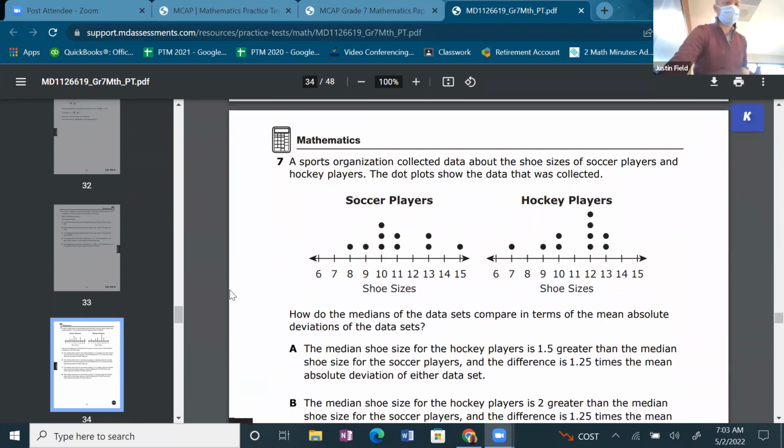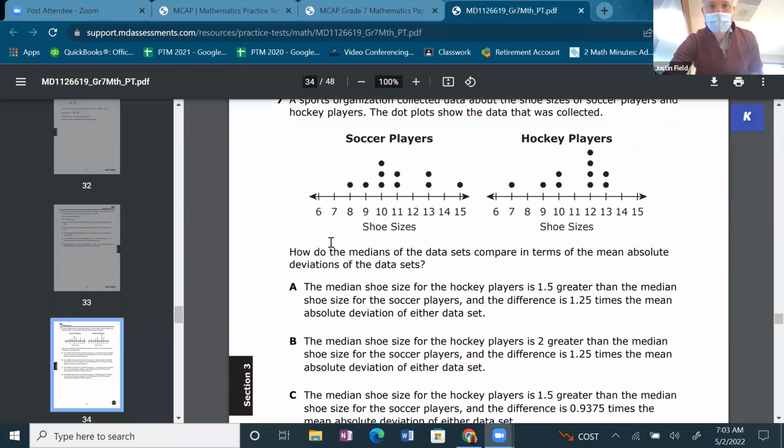Thank goodness. A sports organization collected data about the shoe size of soccer players and hockey players. The dots show the data that was collected. How do the medians of the data sets compare in terms of the mean absolute deviations of the data sets?